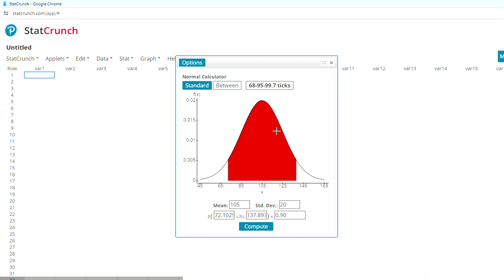That's the middle 90%. So the remaining 10% is cut up in this right tail and this left tail. The closest integer value to this would be 72, and the closest integer value to this would be 138. So approximately 90% of the population have IQs between 72 and 138. Pretty cool, huh?